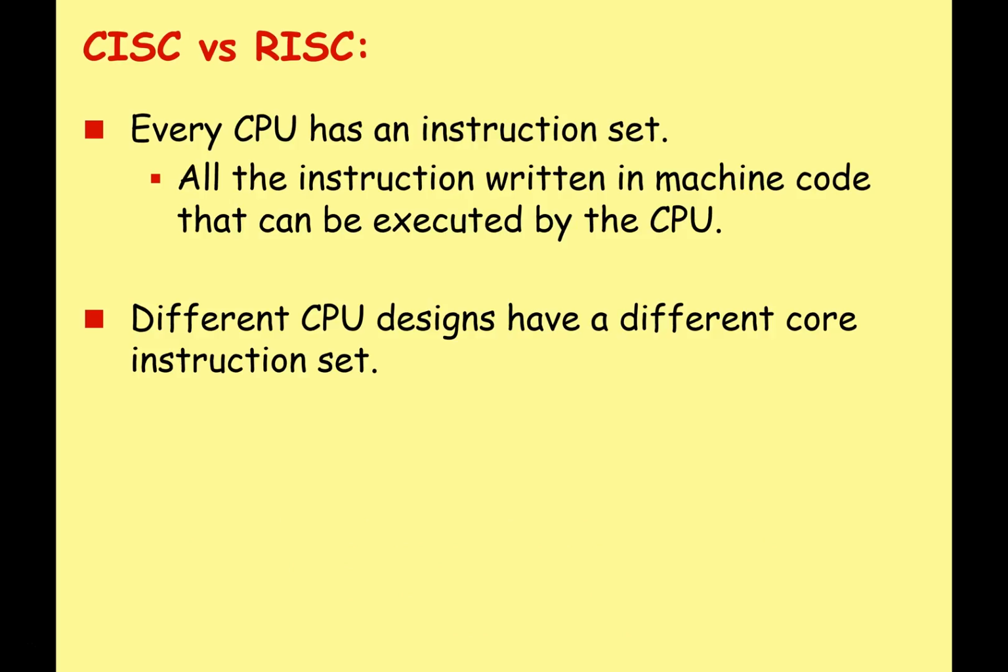Every CPU has an instruction set. This is all the instructions written in machine code that can be executed by the CPU. Different CPU designs have a different core instruction set. So for example, your PC will understand one set of instructions, your tablet or your phone will have CPUs that understand a different instruction set. So when I talk about these instructions, I'm not talking about the programming code that's written in a high-level language like Java or C# or VB or something like that. We're talking about the machine code instructions that the CPU can execute. Okay?